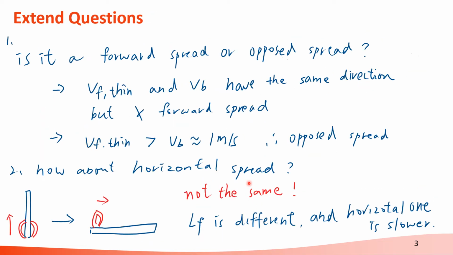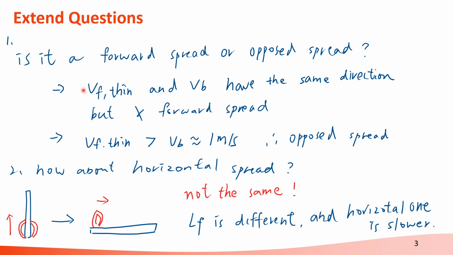I've extended this question, so we will have 2 more questions. The first question is whether this situation is a forward spread or an opposed fire spread. As we can see, the fire spread velocity and the buoyancy velocity have the same direction. In the previous diagram, we can see that they have the same direction. However, this is not a forward fire spread.